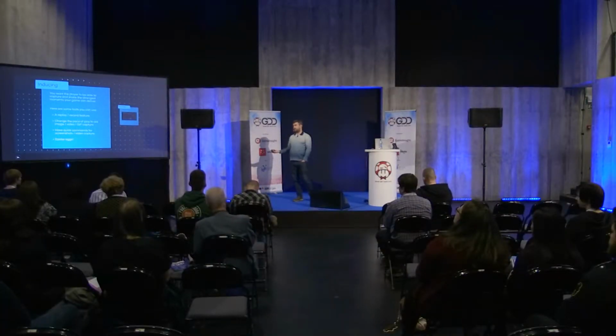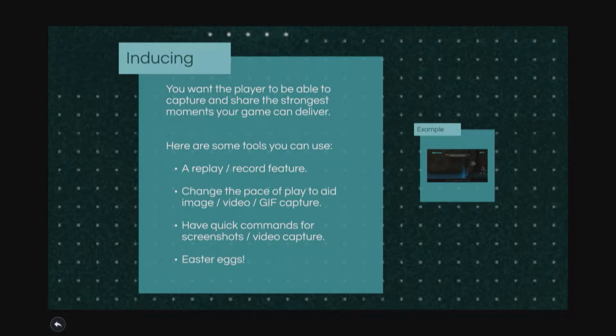Also, the second part here, changing the pace of play to aid image, video, GIF capture. It could be something as simple as something they use in cinema, right? Like just having a wide-angle shot of an area tells the player something big is coming. So it already puts in their mind to start recording, to start taking a picture, a video.